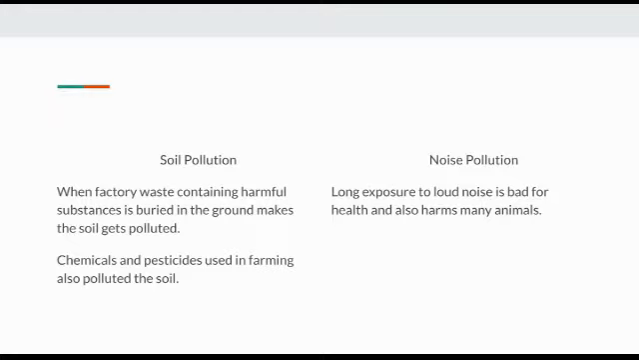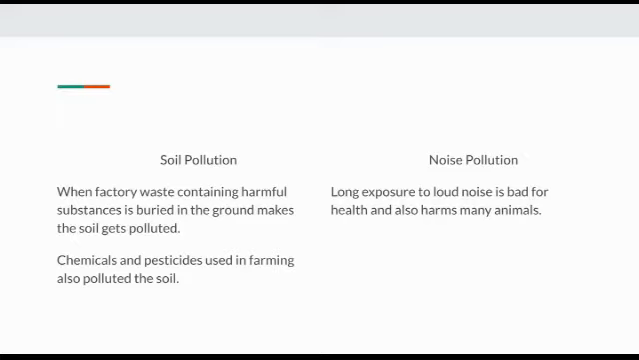Which are the pollutions? First we studied air pollution, especially carbon dioxide, and next we studied water pollution, where we send waste to the water bodies, and the water bodies and also groundwater become polluted. Then next we studied soil pollution. When we add chemicals, pesticides, and the harmful substances from the factories are buried in the soil, everything makes the soil polluted.